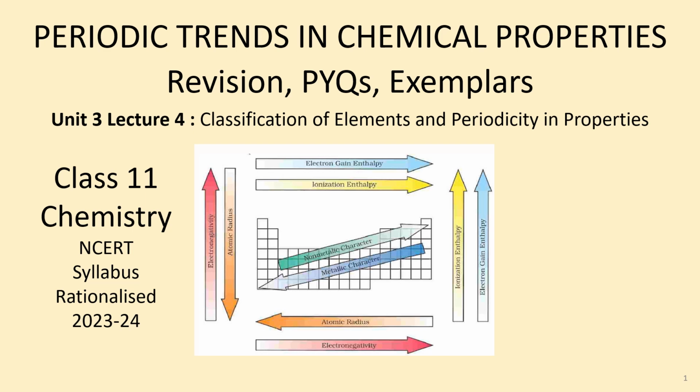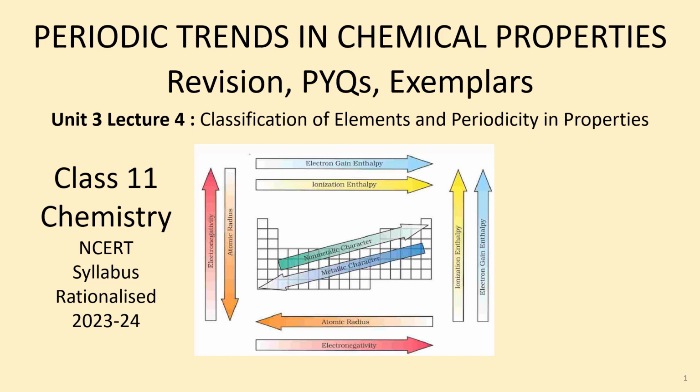Before proceeding further, we will just recap what we have learned in Unit 3. The periodic trends are observed in atomic sizes, ionization enthalpies, electron gain enthalpies, electronegativity, and valence. The atomic radii decrease while going from left to right in a period and increase with atomic number in a group.